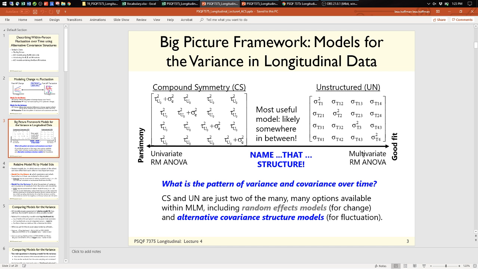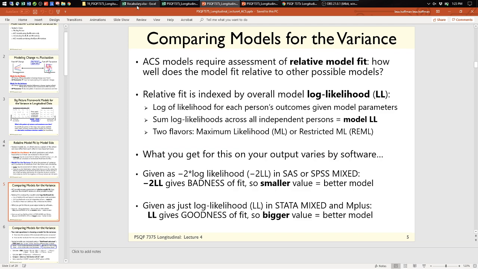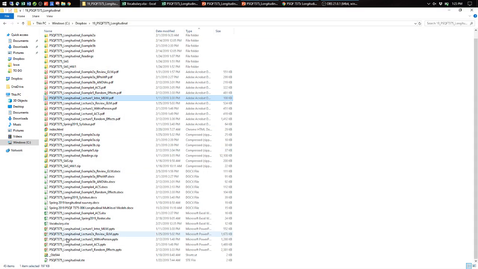Other side, the most complicated thing you could ever have: unstructured. Everything gets to be what it wants. Only possible in balanced data. May not be possible if you don't have a lot of people. We're trying to find something that maps as closely onto unstructured, but uses fewer parameters. So we looked at, let me get out the example from last time.